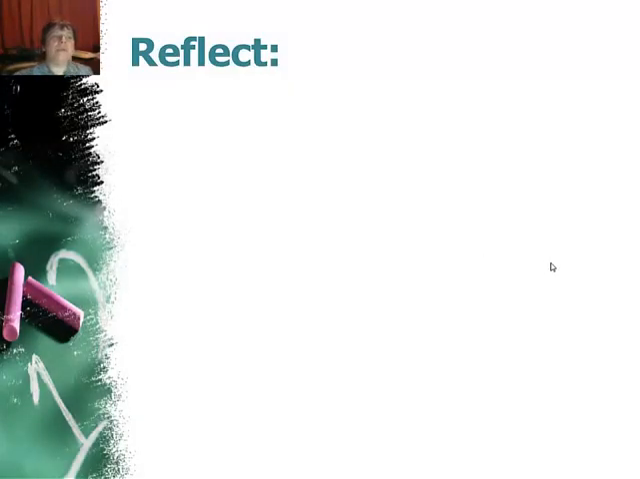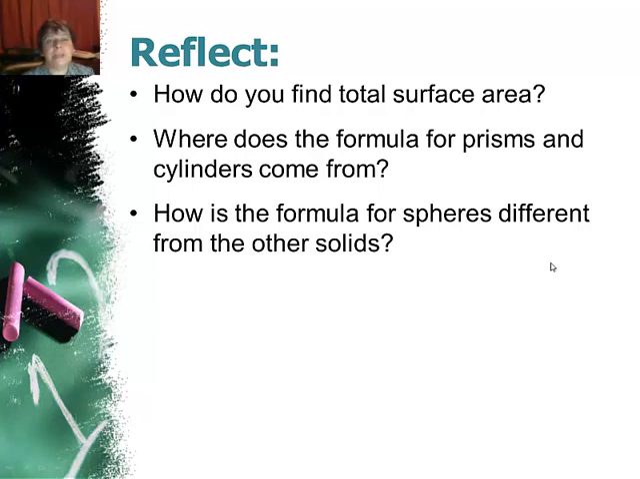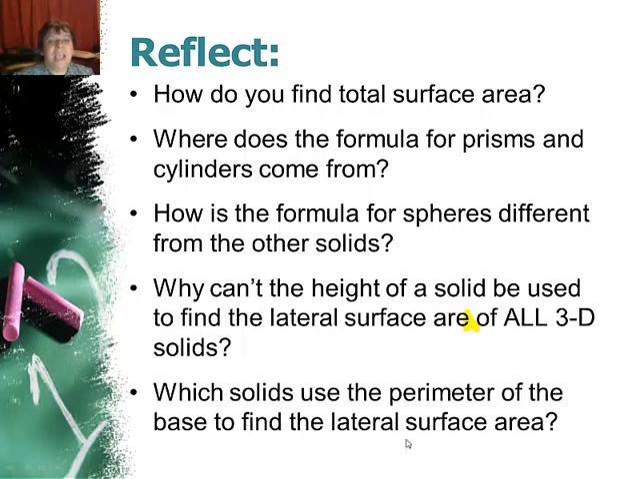So to reflect some more, not only for this part of the notes, but for the notes in general, how do you find total surface area? You have to take into account the lateral surface area plus the bases, unless you're talking about a sphere, which is a special formula. Where does the formula for prisms and cylinders come from? How is the formula for spheres different from the other solids? Why can't the height of a solid be used to find the lateral surface area? And which solids use the perimeter of the base to find the lateral surface area?